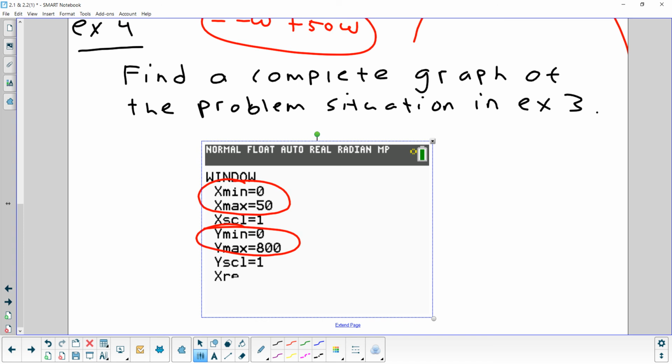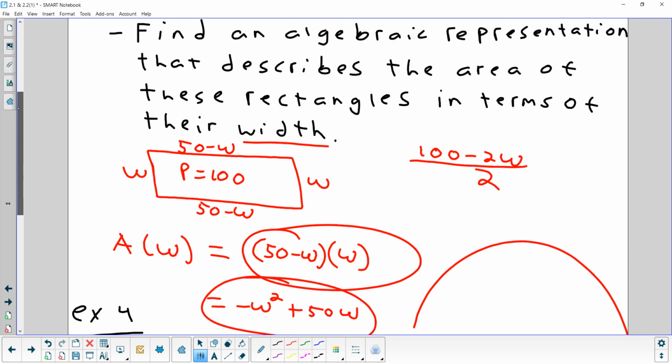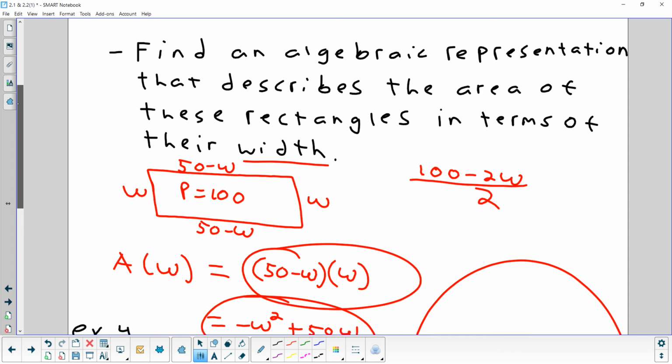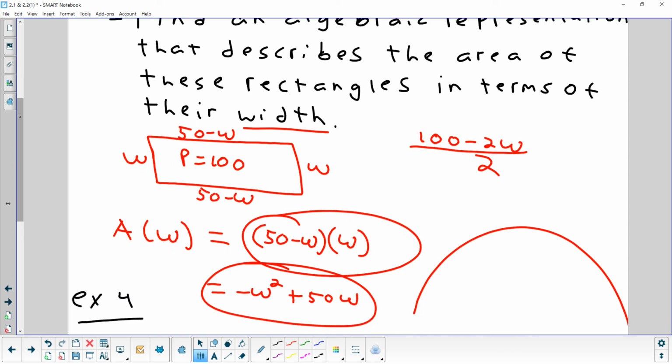How did you get 800? I just guessed, but technically we already kind of know the answer to this kind of problem. What's always the best shape? It's always a square. So I know if I were to make a square with a perimeter of 100, it would have to be 25 by 25. So I knew the best area would be 625. So I picked something a little higher. But if I didn't know that, I would just pick a number for y max, and if it went off the screen, pick a higher number. Okay. All right, so that's 2.1 and 2.2, part 1.